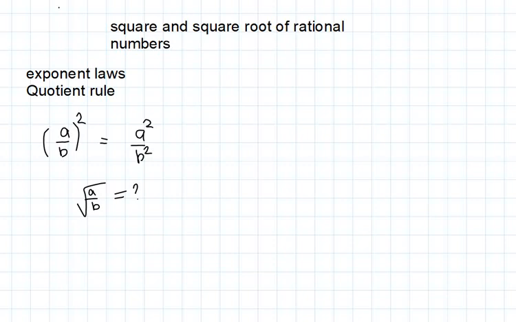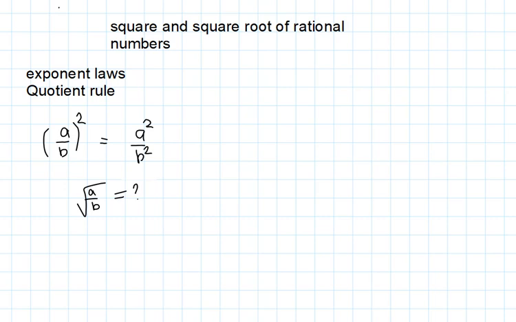Hello class, today we're going to be looking at the square and the square root of rational numbers. If you remember exponent laws, the quotient rule states that a over b all squared is equal to a squared over b squared. So we take that second exponent, and we raise each one of these bases, the numerator and the denominator, to that exponent.